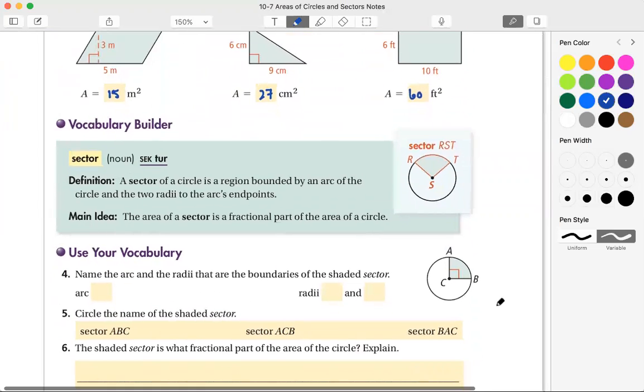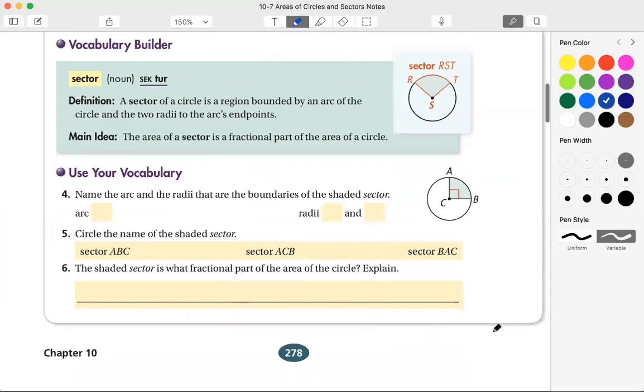So a sector of a circle is a region bounded by the arc of the circle and 2 radii of the arc's endpoints. So the area of a sector is a fractional part of the entire area of a circle. Okay, so name the arc and the radii of the boundaries of the shaded sector. So the arc is AB, the radii are going to be CA and CB. So name the shaded sector. It will be sector ACB.